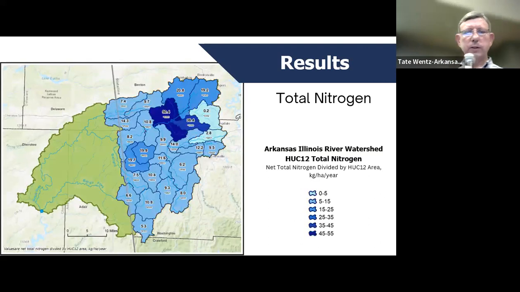Okay, total nitrogen here. The areas with the highest load are right around the lower end of Osage Creek. Those were some areas that were receiving a good bit of poultry litter. And I think I have some of the numbers there.